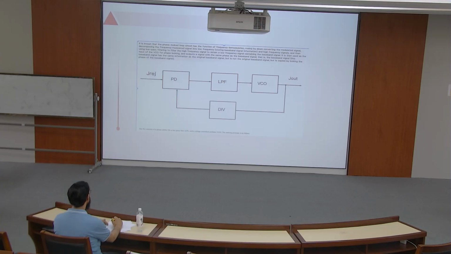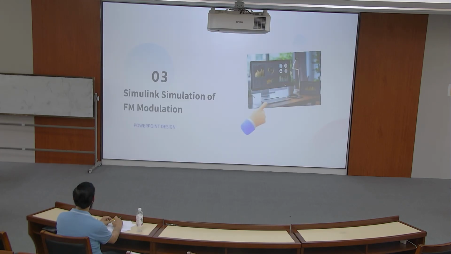We use the phase-locked loop for demodulation. A PLL includes 3 core parts: phase detector, low-pass filter, and voltage-controlled oscillator. It separates low and high frequencies, filters out high frequencies, and looks at the phase to recover the baseband signal. And my part is over. Next is my member.